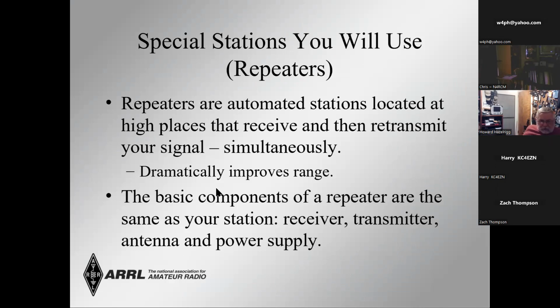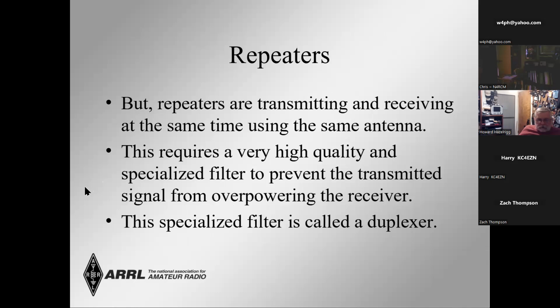And we're talking about repeaters. The basic components of a repeater are the same as your station: a receiver, a transmitter, antenna, and power supply. But repeaters are transmitting and receiving at the same time using the same antenna. This requires a very high quality and special filter to prevent the transmitted signal from overpowering the receiver. This specialized filter is called a duplexer.